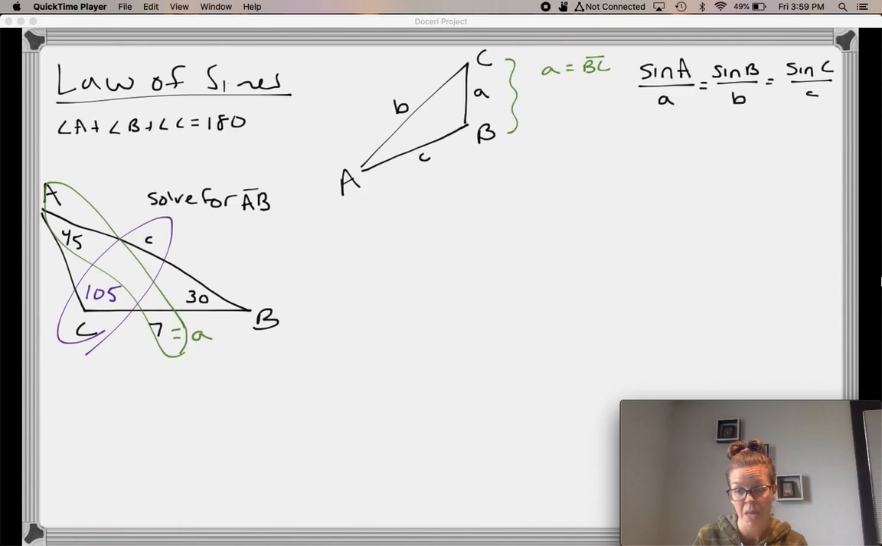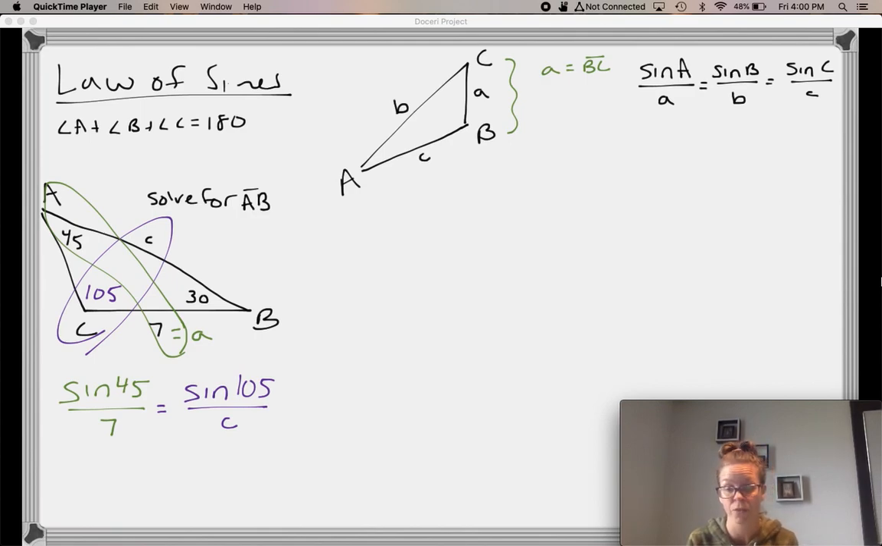That 30 on B is actually just extra information right now. We needed it because we needed to figure out the 105, so we had to use it, but we're not going to use it anymore. So now I'm going to set up a fraction with the a's, sine of 45 over 7, sine of the angle over the side, and I'm going to say that's equal to a fraction for the c's. Sorry, sine of 105 over little c.